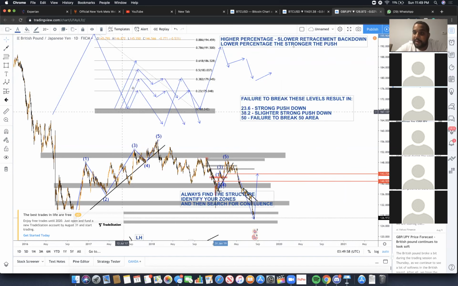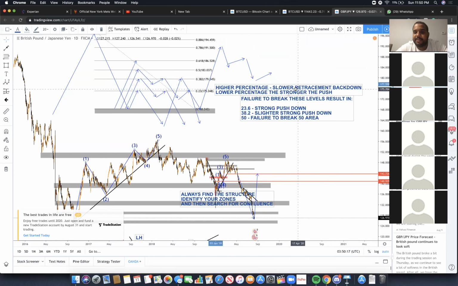So if the market, again, failed to break the 23.6 area or the 38.2, and it started retracing, and at a strong force, it broke that support, came back and retested, then guess what? We're no longer on an uptrend. We're actually continuing to go down. All right? Does that answer your question, guys?